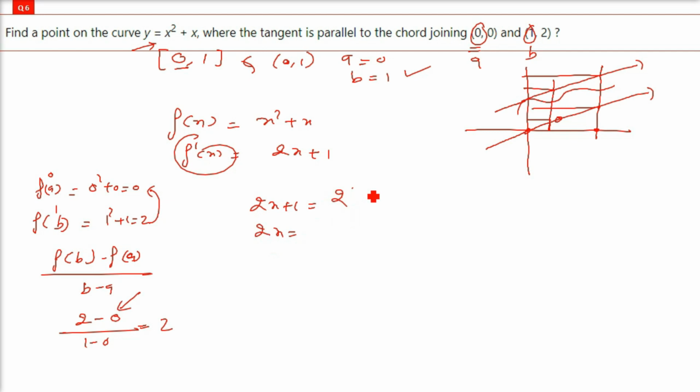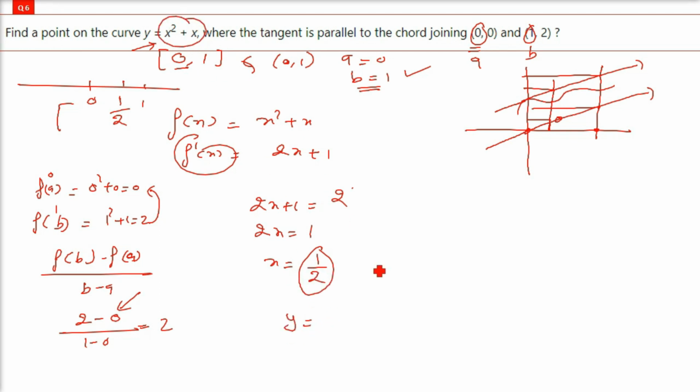So let me solve it for you so that you understand what I've just said. x is half. Now you just have to see that this half is between 0 and 1. That is the only thing which is true in both Rolle's and mean value theorem: the value which comes after differentiation, put to 0 in Rolle's case, and here equated to (f(b) minus f(a)) by (b minus a), always has to come between 0 and 1.